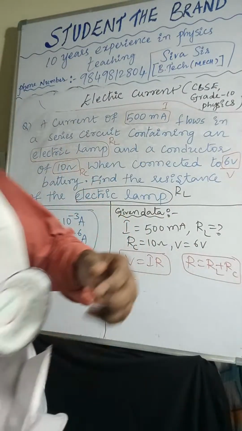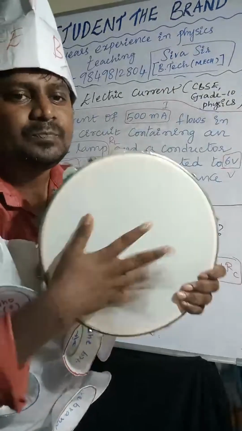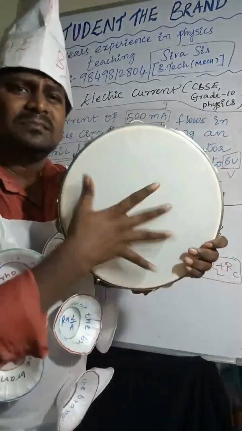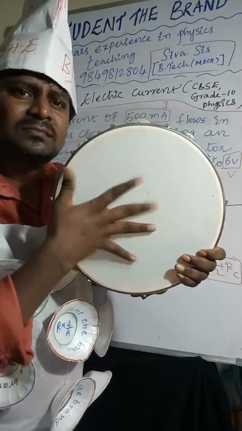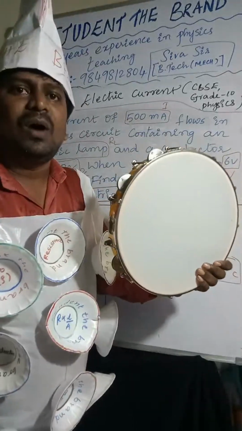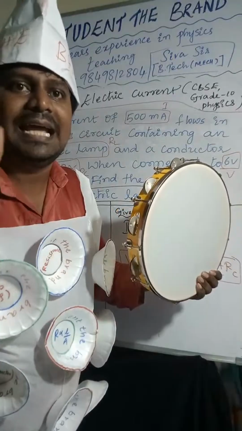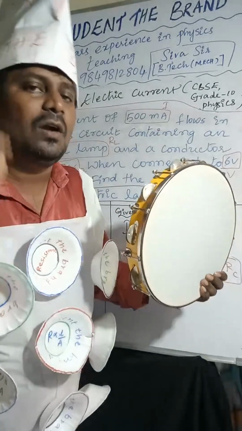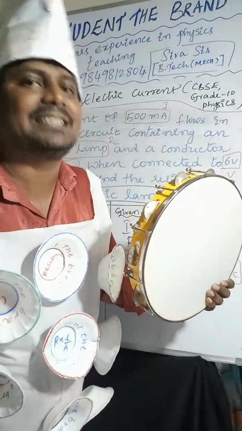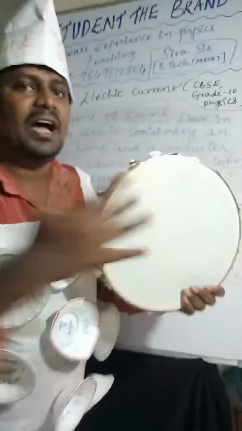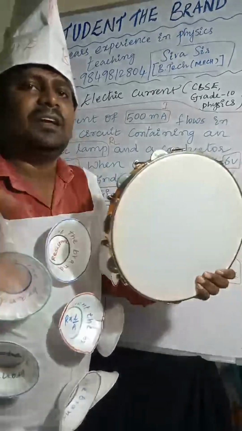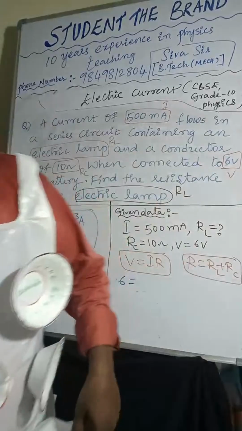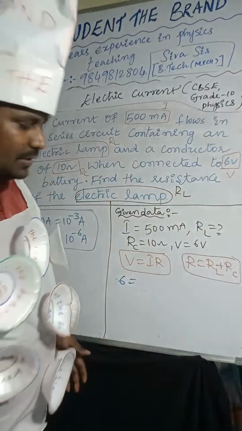So what is milliampere? 1 milliampere equal to 10 power minus 3 ampere. 1 microampere equal to 10 power minus 6 ampere. Keep that in mind. Very important.